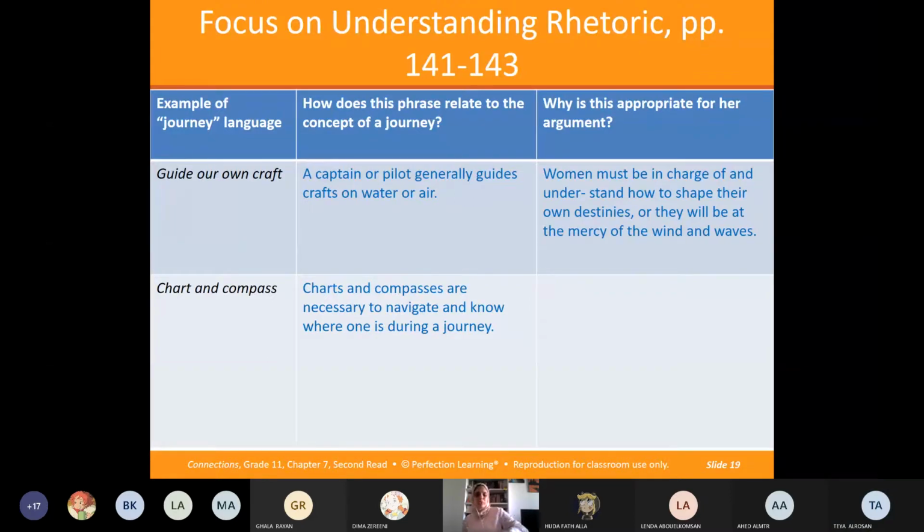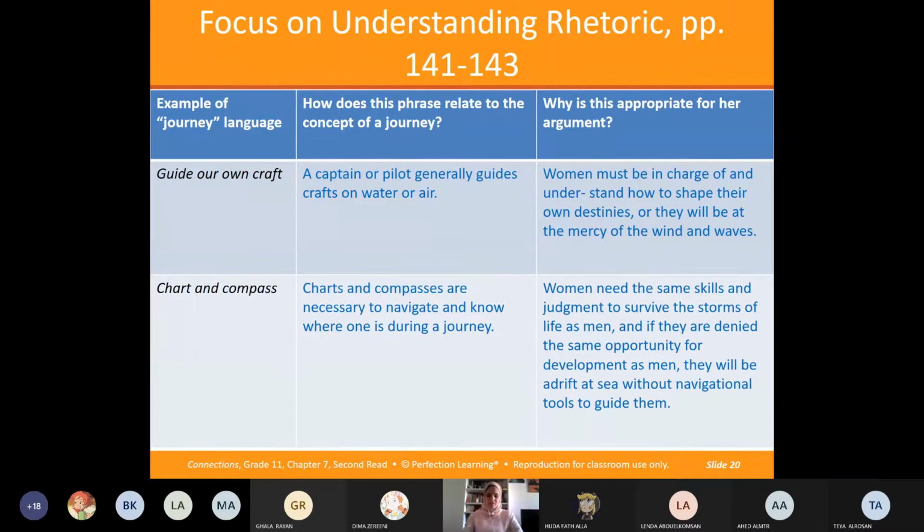How is it related to women? How do women need charts and compasses? They need help in their life. They need to determine their way. They need to learn how to determine or how to choose which way to walk.